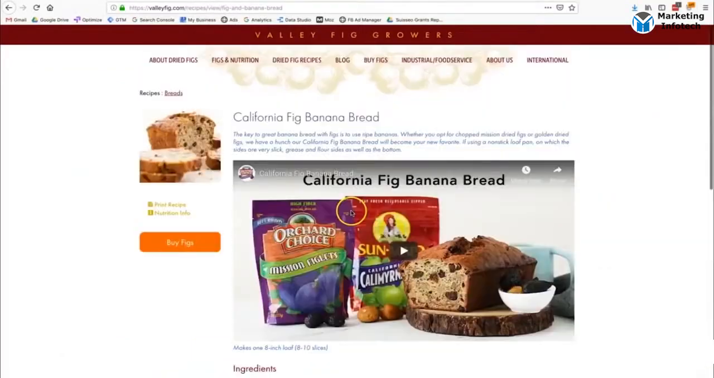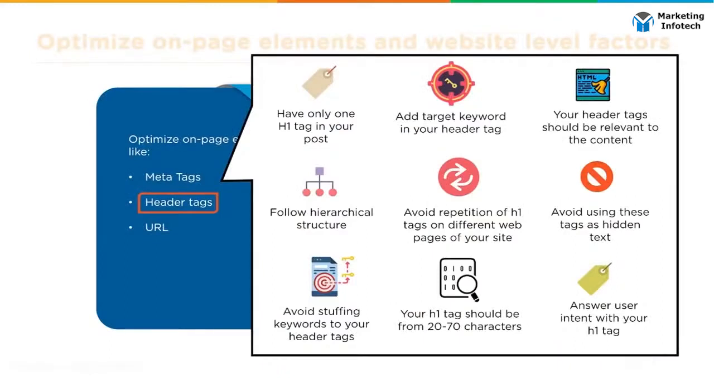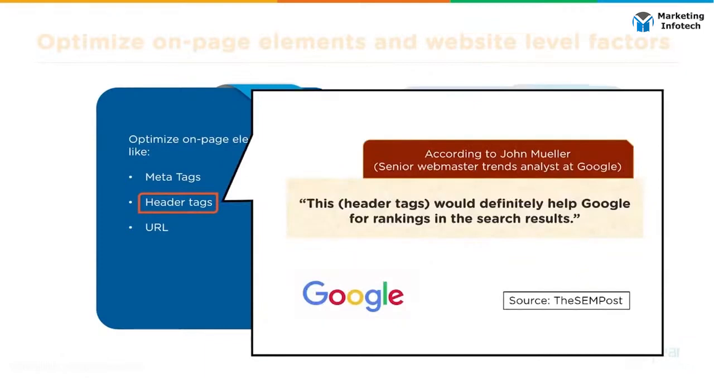So if we go back to our page example, a short, sweet tag here, California Fig Banana Bread. It's relevant to the content. It's short, sweet, and breaks up the monotony of the content. And more importantly, any content you have on the page should always answer the user's intent. Remember, people are using search to answer questions, find information. Our content should be able to answer that for them. So, according to John Mueller, Senior Webmaster Trends Analyst at Google, header tags would definitely help Google for rankings in the search results. So we want to use header tags.